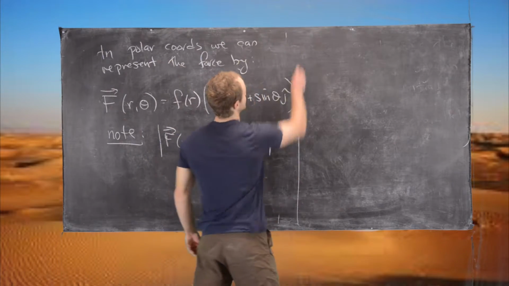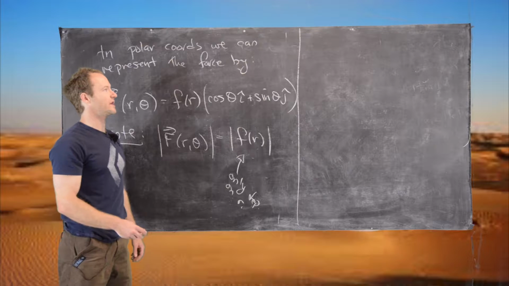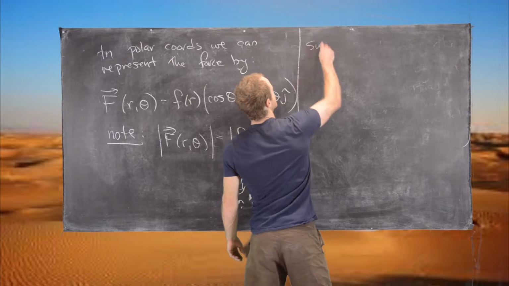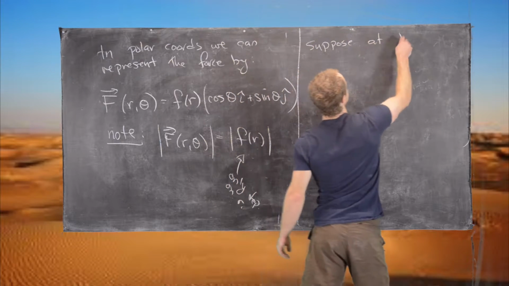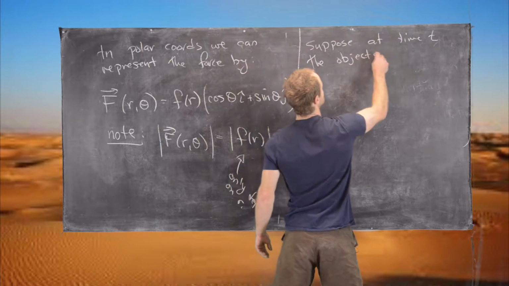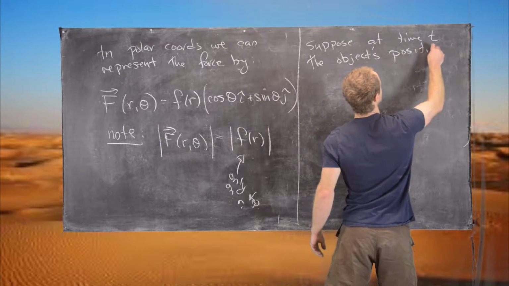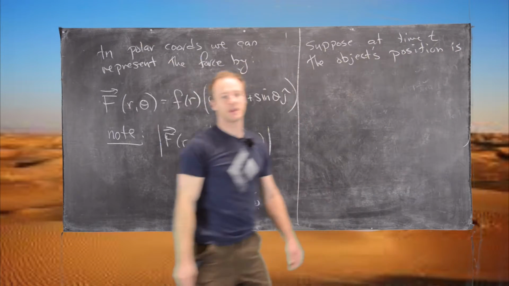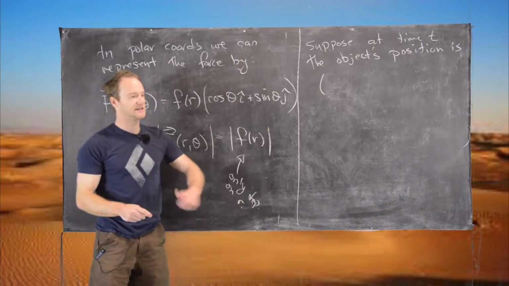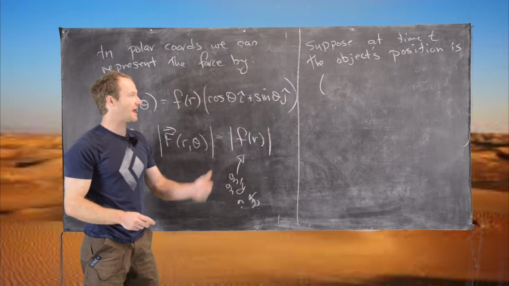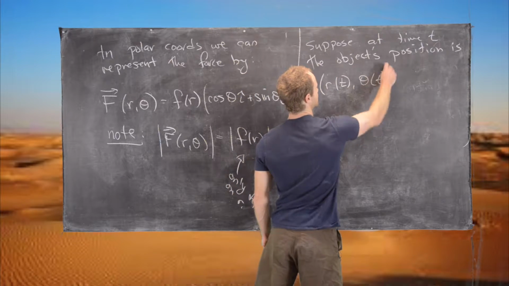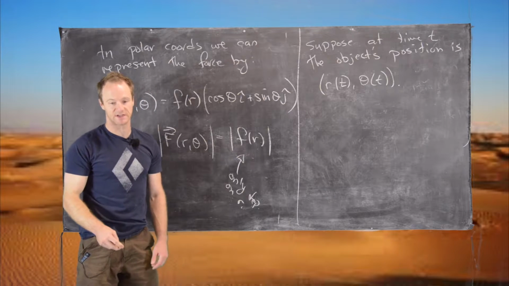Now, the next thing that we'll do is work towards finding the orbit of an object under this force. And how we'll do that is the following. Let's suppose at time t, the object's position is given in polar coordinates by a tuple: a distance from the origin, r, and then an angle theta, and those are both going to depend on t. So it'll be r of t, theta of t. That's the position at time t.